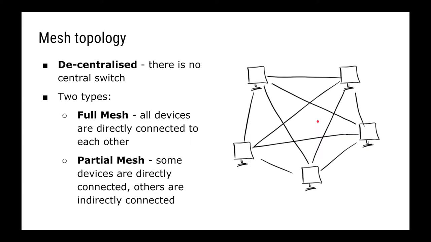So your second topology you need to know about is the mesh topology. And this is what we call a decentralized topology. There is nothing in the middle holding this thing together.